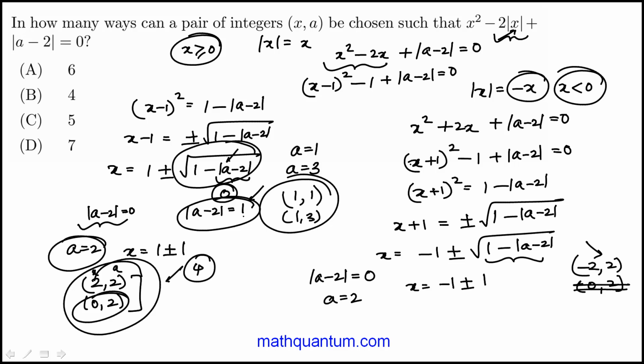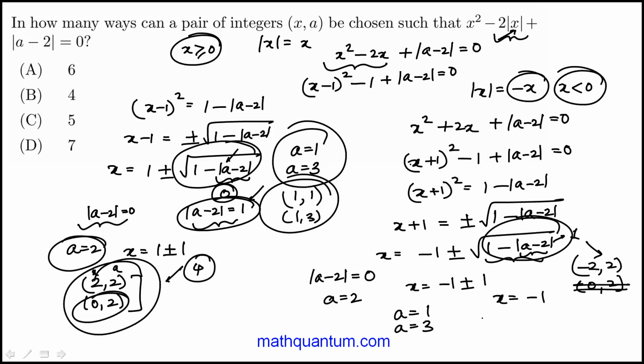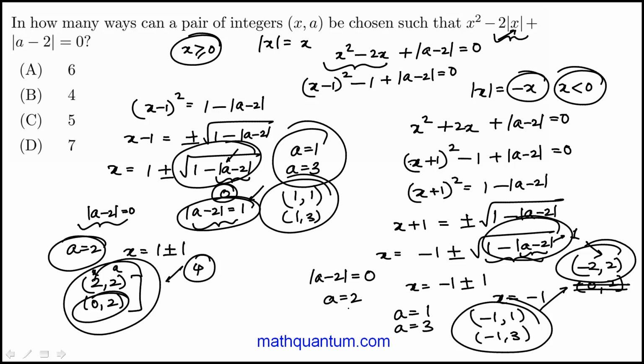And then I have to take the cases where absolute value of a minus 2 is 1. And that's going to happen when a is 1 or a is 3, just as before. And then when I plug in a minus 2 is 1, x will be minus 1 because this piece would be 0. So my pairs would be minus 1, 1, and minus 1, 3. So finally we get a total of 3 pairs here and 4 here. That 0, 2 counts only once. And that's why we have a total of 7, not 8, which is answer choice D.